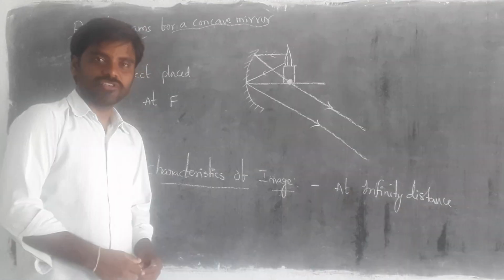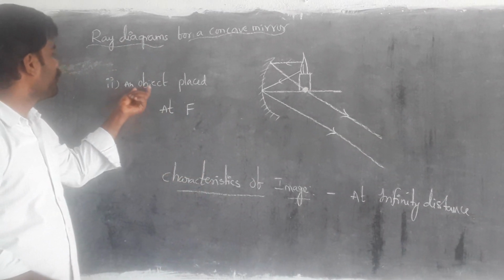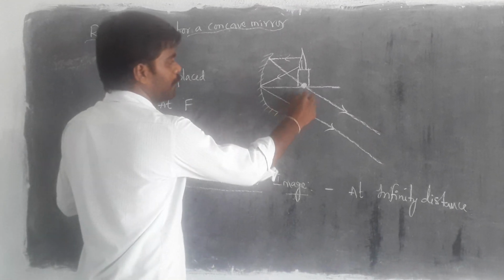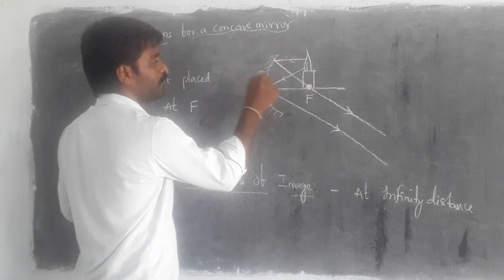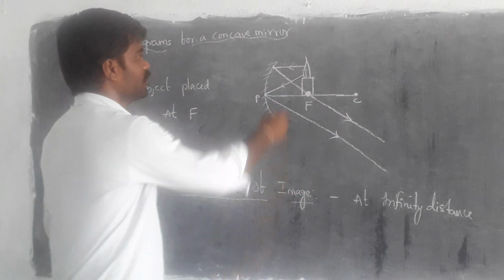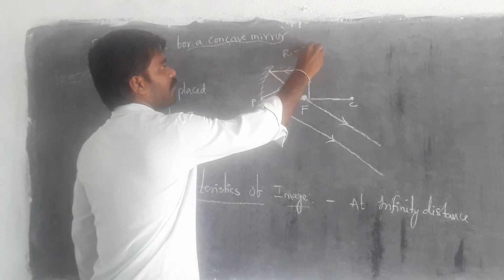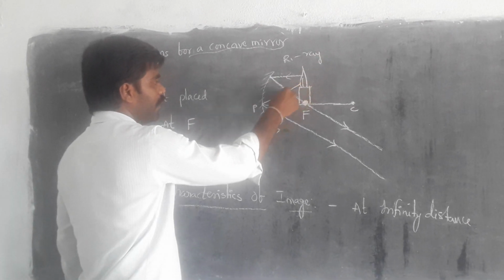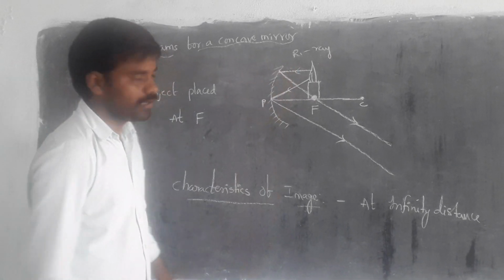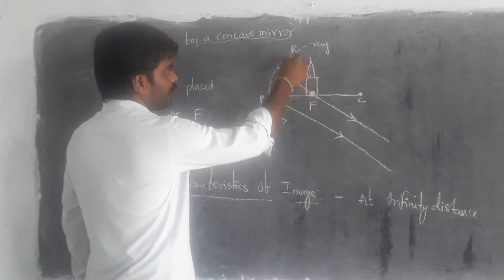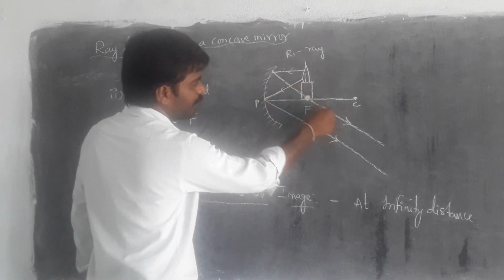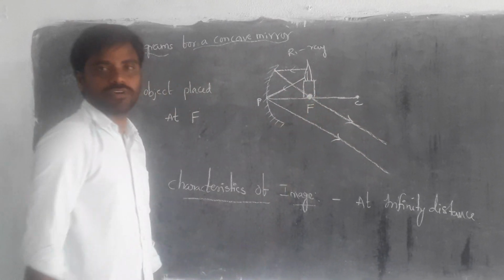Right, children? Next, an object is placed at F. So choose the place at F, and this is the pole, and this is the center of curvature. I took the help of the R1 ray and another ray which is going to be incident at the pole of the concave mirror. The R1 ray is parallel to the principal axis. After reflection, it is passing through the focus.